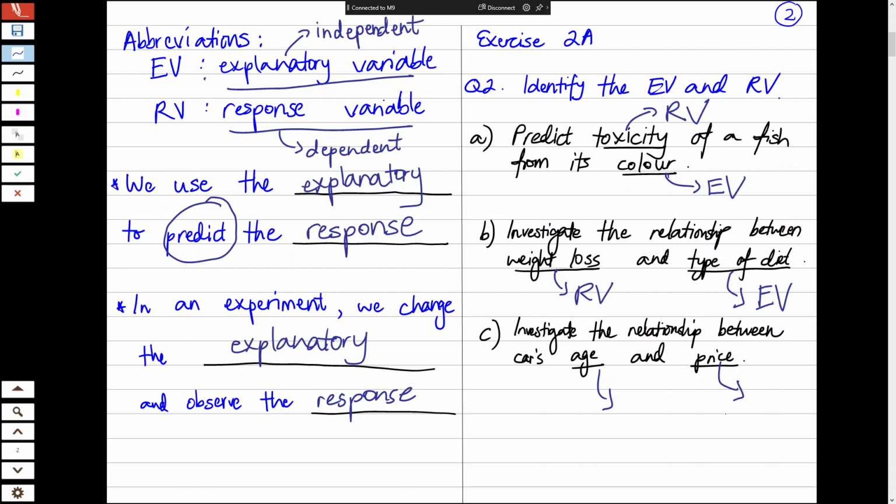So in this instance, it's not clear from the wording of the question whether I am using age to predict price or whether I'm using price to predict age. But usually, there's going to be one interpretation that's more natural. And I kind of gave it away already. Age to predict price. So if I use age to predict price, I refer back to this first sentence here. You use the explanatory variable to predict the response variable. So age is going to be the EV, and price is going to be the RV.